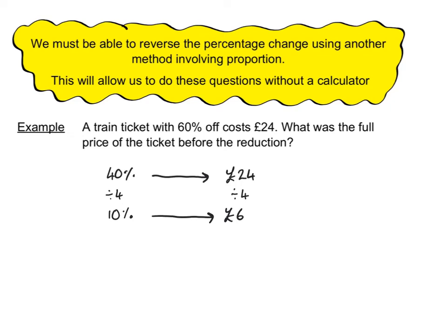But I'm interested in what the original value was, so I'm interested in what 100% is. So to get 10% to become 100%, I need to multiply it by 10. That gives me 100%. And if I multiply this side by 10, I also need to multiply this side by 10 over here. So 100% would be £60. So this is the original price of the ticket before the 60% was taken off. The important thing in these questions, when you get this percentage up here, is choosing to divide by a number which will give you something here which can be multiplied easily to make 100.